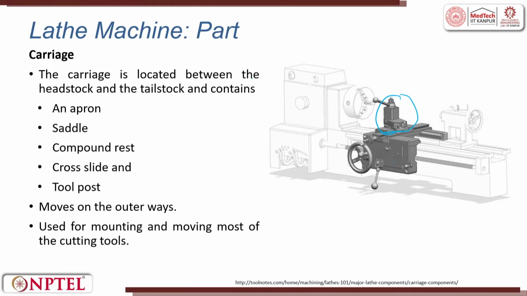The carriage is located between the headstock and the tailstock. This is the tailstock. The carriage contains an apron, a saddle, a compound rest, a cross slide which moves, and a tool post. As we saw, the tool post is the place where we post the tool. The cross slide moves in the outer way, used for mounting and moving the tool post for the cutting tool. This is done by the carriage.